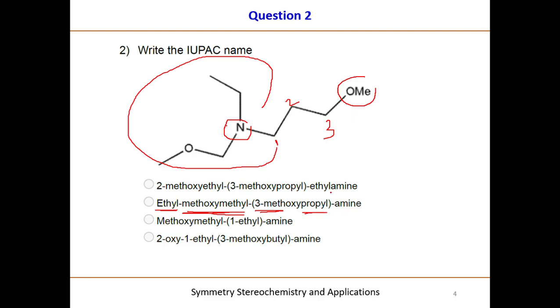Now because this is a tertiary amine, the name will become amine, and nitrogen is an amine family member. That's why the word amine will come here. So the name will become ethyl methoxymethyl 3-methoxypropyl amine. The option number 2 is correct.